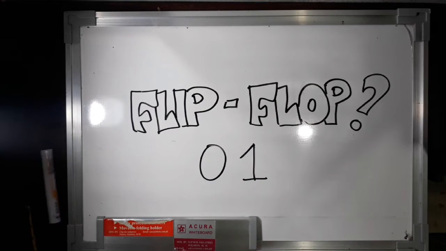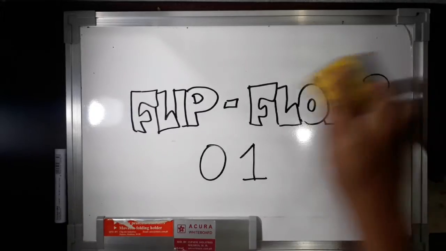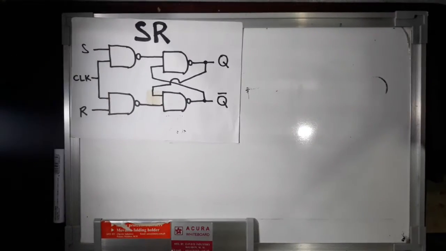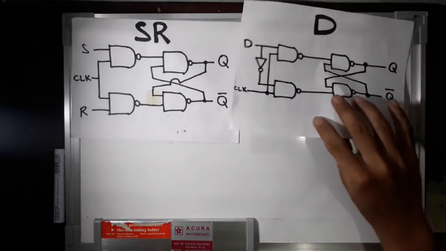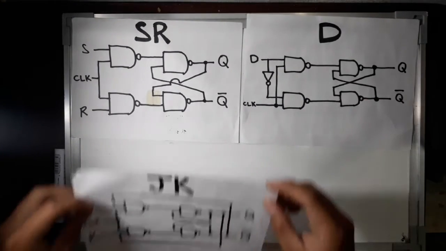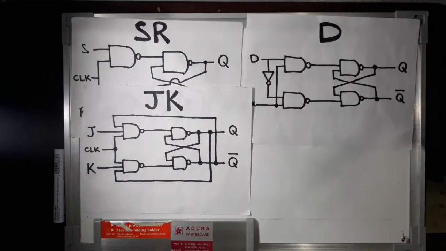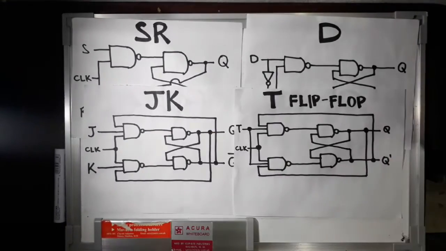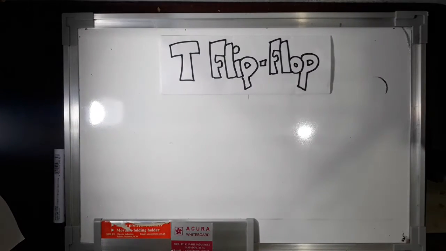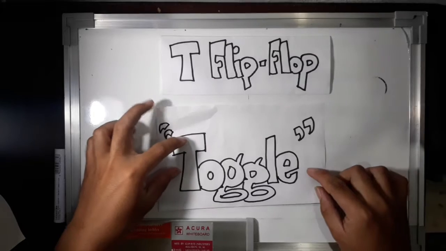Flip-flops have different types: the SR flip-flop, the D flip-flop, the JK flip-flop, and the T flip-flop. The T flip-flop is also known as the toggle flip-flop.